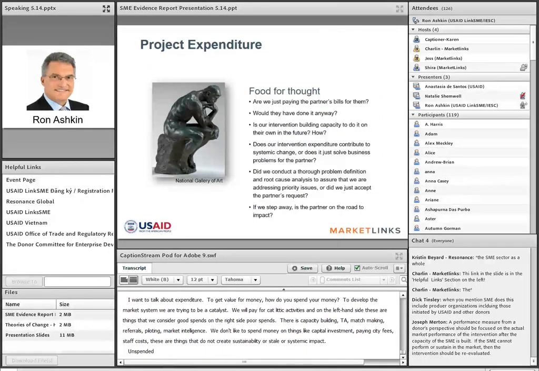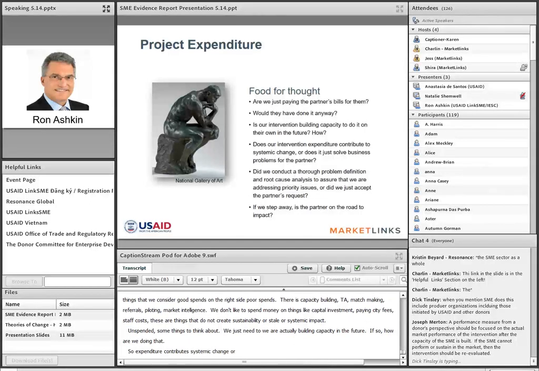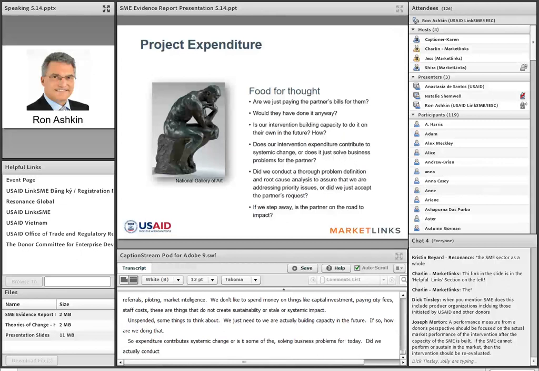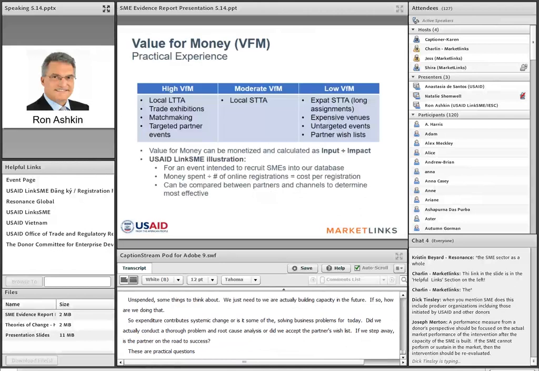And on expenditure, just some things to think about. Are we just paying the partner's bills for them? Would they have done it anyway? Are we actually building capacity to do it in the future? If so, how are we doing that? Does our expenditure contribute to systemic change, or does it just solve the partner's business problems for today? Did we actually conduct a thorough problem definition or root cause analysis to make sure we're addressing the right issues, or do we just accept the partner's wish list? And if we step away, is the partner on the road to impact? So those things you should think about. Those are some practical questions you can ask before you spend the money.